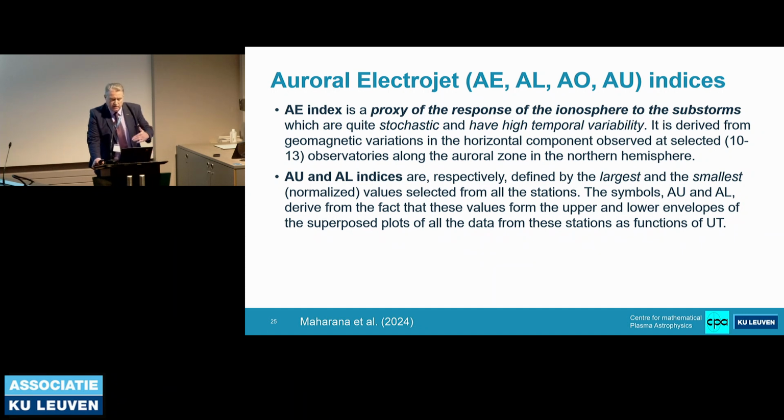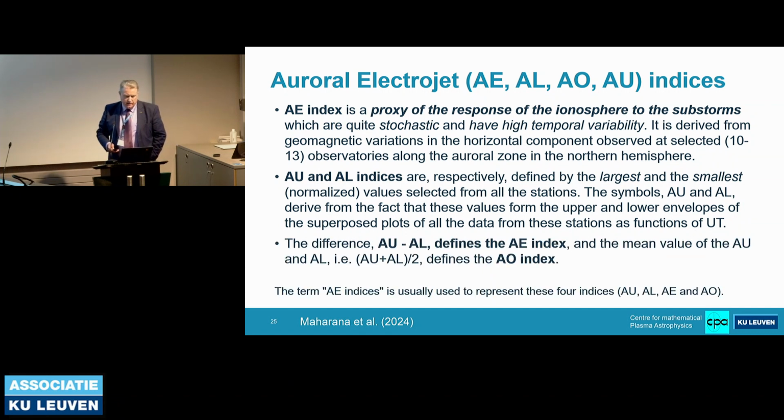The symbols AU and AL are the upper and lower values of the envelopes of the superposed plots of all the data from these 10 to 13 different stations as a function of universal time. The difference between these two, AU and AL, is called the AE index, and the mean value of AU and AL, so AU plus AL divided by 2, is called the AO index. But the term AE indices is often used to represent all four of these indices.